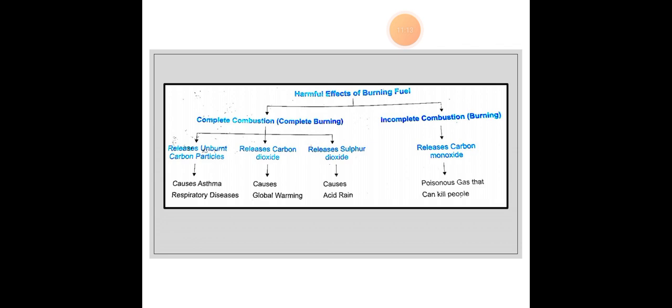Now, the harmful effects of burning fuel. Complete combustion means complete burning. Incomplete combustion means it's still burning but not completely, and it releases unburned carbon particles, which cause asthma and respiratory diseases. Complete combustion also releases carbon dioxide that causes global warming, which is very harmful for the environment, and sulfur oxide that causes acid rain. So these are the three harmful effects.